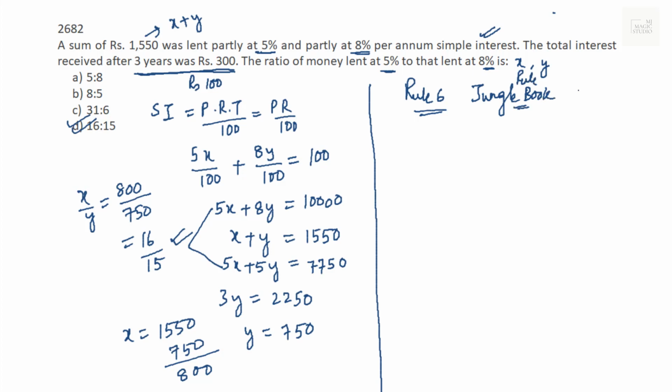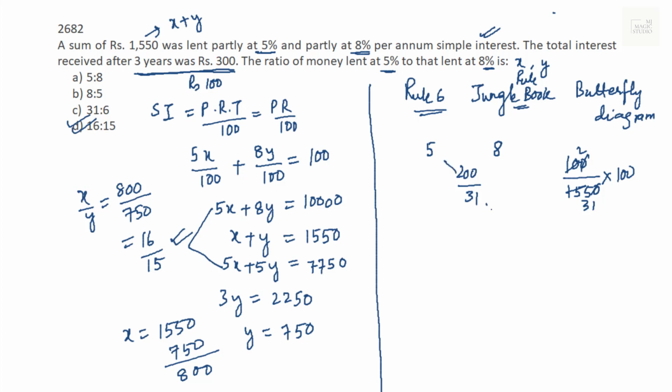we have this Rule 6 where we use the butterfly diagram. Now look, 5% interest we are getting, 8% interest we are getting, and the combined interest we have received in 1 year is 100. So the combined rate we have received is 100 by 1550 into 100, that is 200 by 31%. Now here we can use the cross diagram.